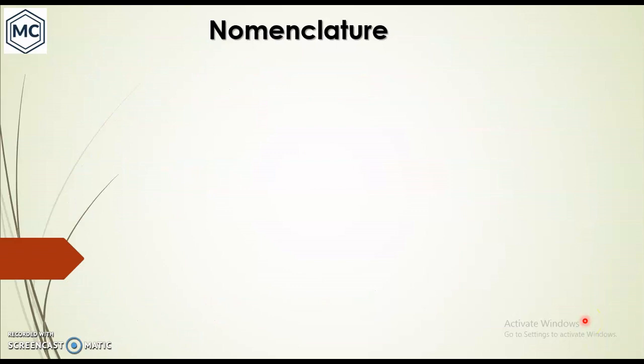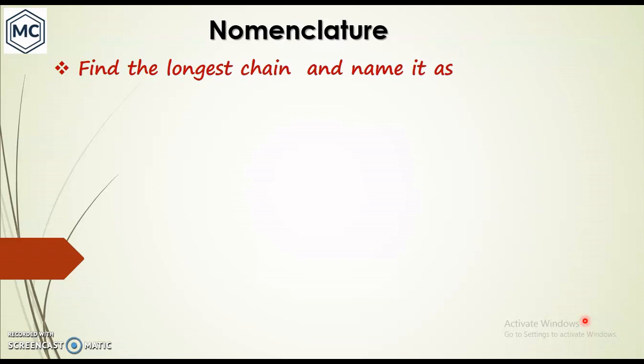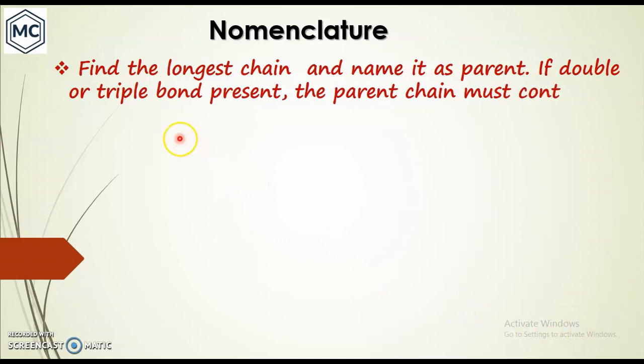Next we will see what the nomenclature is. There are two types, IUPAC nomenclature and common name. First, let us discuss the rules for IUPAC nomenclature. First, you have to consider the parent chain. What is the parent chain? The parent chain is the longest chain. Suppose you have a double bond or triple bond present in the compound, the parent chain must contain it. So we have to cover the double or triple bond in the parent chain.